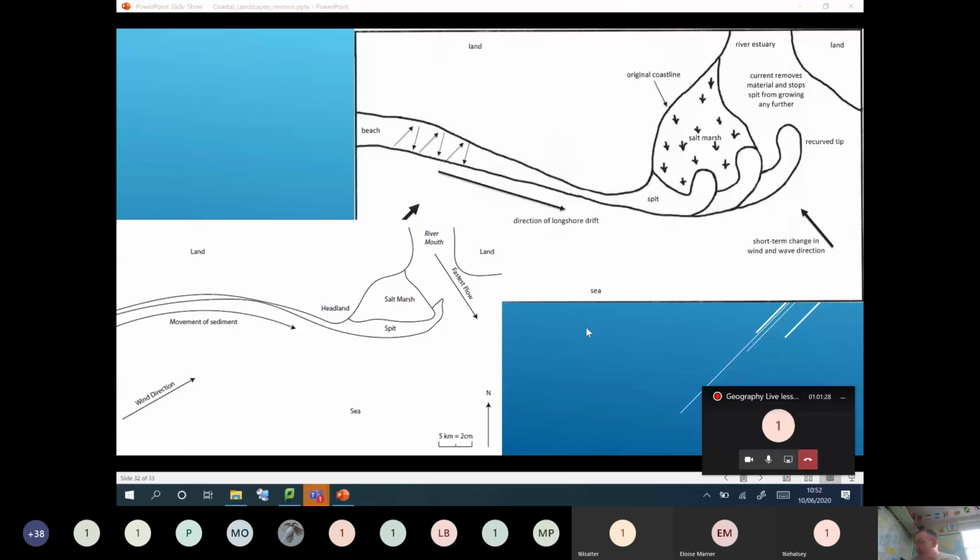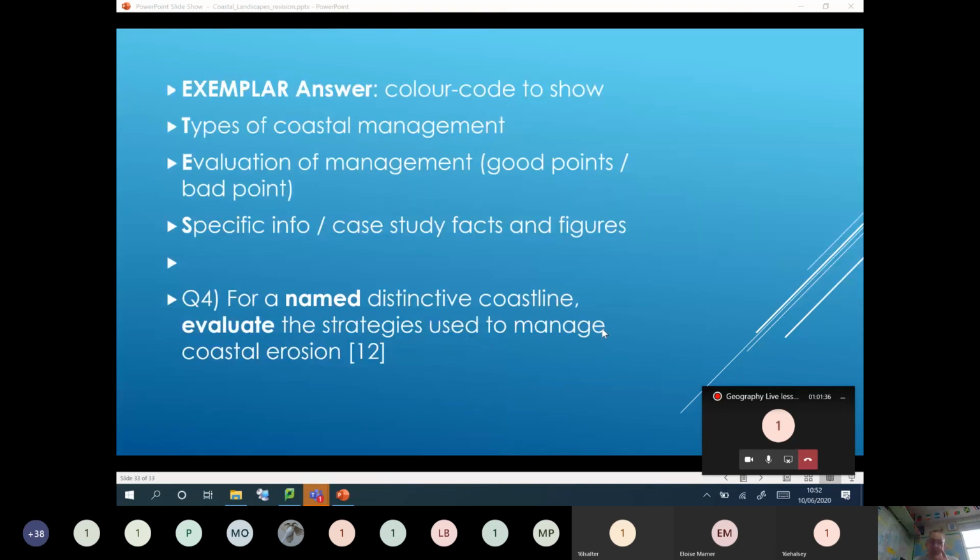Okay, brilliant. And then just the final thing, some really good stuff today, is your home tasks. So the last activity on that sheet, you will see there is an exam question. You're going to go through the answer. I've given you the answer. You need to go through and color code this answer. You're going to use one color for the types of coastal management, one color for the evaluation of that management, what was good and what was bad about that management, and one that is specific information about that place. So you'll need 3 colors, or you could use 3 letters and just write them onto the sheet.